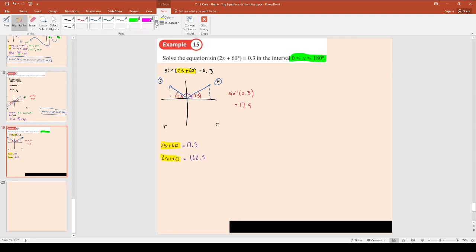Now that doesn't bother us. We're going to use the mathematical implication sign, which means that x is going to equal 17.5 plus 60, divided by 2, equals 38.8. 38.8 is our first principal solution.